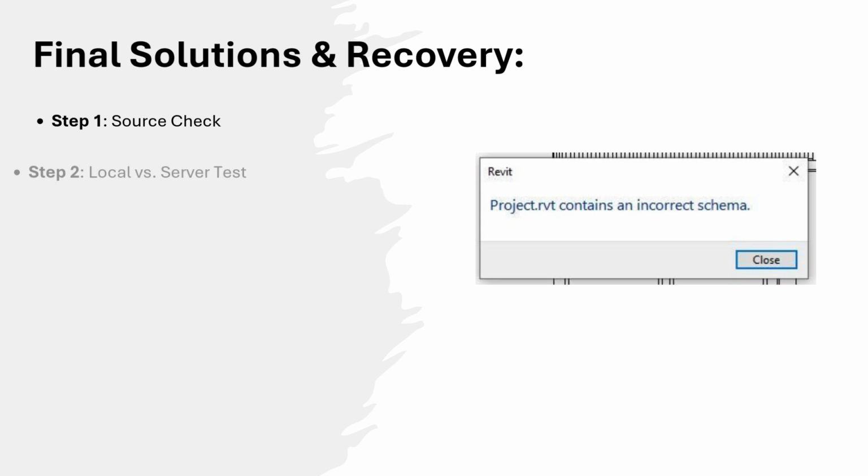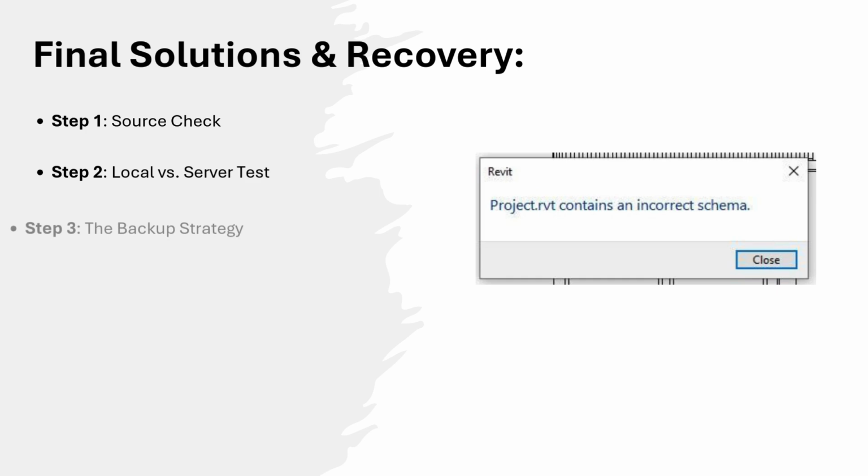Is it the file, or is it the network? If you're on a server, copy the model to your local drive and open it there. If it opens locally, your server permissions or network path is the culprit. If it's only your local file failing, delete it and create a fresh local from the central model.